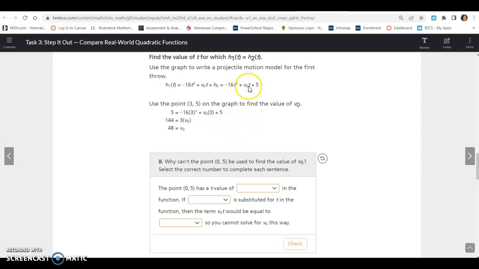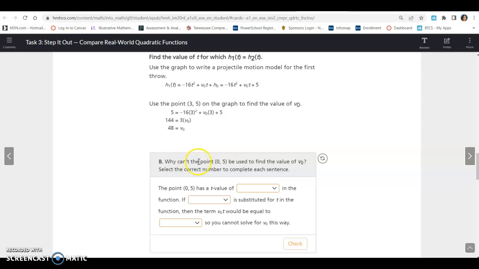All right, so this is after t is 3 seconds, because your ordered pair is (3, 5). Remember, the first number is your time, t in seconds for this case, and this is your y value, or your h(t) in this case. So we're plugging the 3 in here and the 5 in here, and that allows us to solve for the only variable left, which is v sub 0. So we're going to solve that. Just simplify these and combine like terms, and you're going to get v sub 0 equals 48.